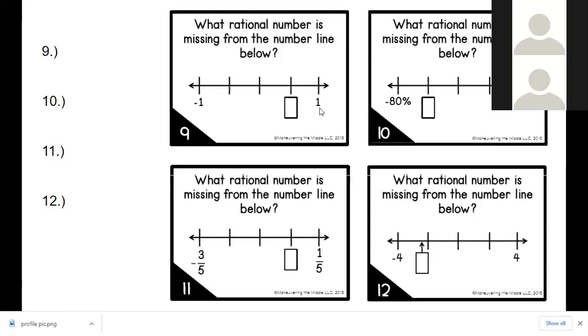So then what's halfway between 0 and 1? 2. No, it's after 0, but before 1. So now we're not thinking about whole numbers, because 1 is a whole number. It could be a fraction, it could be a decimal, or it could be a percent.